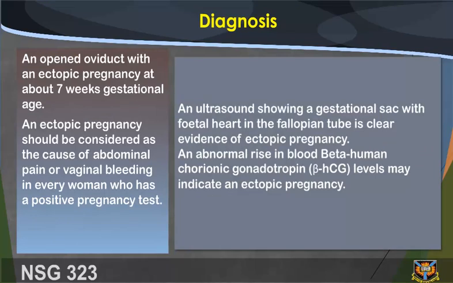Diagnosis: an opened oviduct with an ectopic pregnancy at about 7 weeks gestational age. An ectopic pregnancy should be considered as the cause of abdominal pain or vaginal bleeding in every woman who has a positive pregnancy test. An ultrasound showing a gestational sac with fetal heart in the fallopian tube is clear evidence of ectopic pregnancy. An abnormal rise in blood beta-human chorionic gonadotropin (HCG) levels may indicate an ectopic pregnancy.